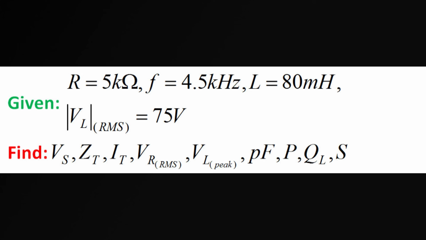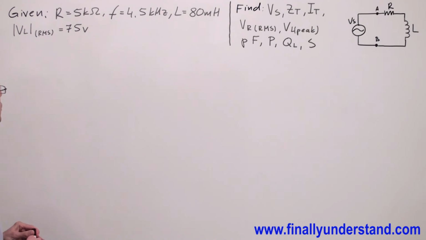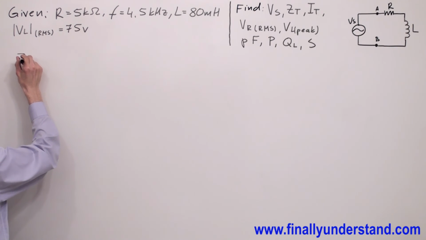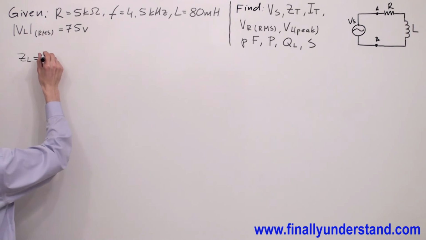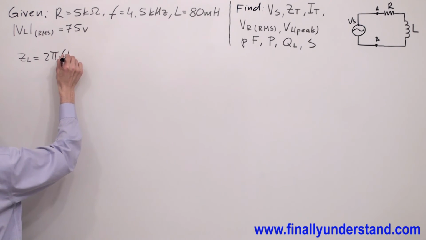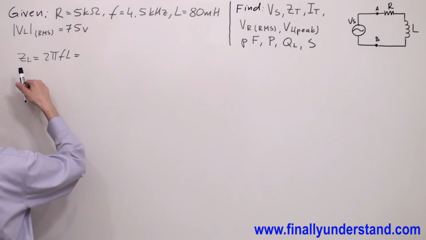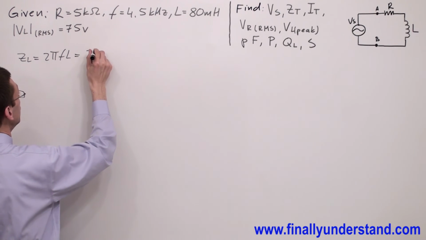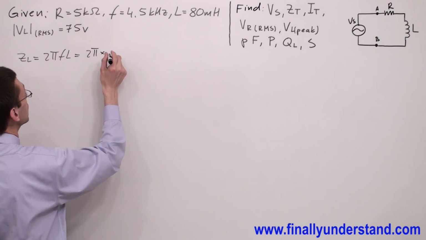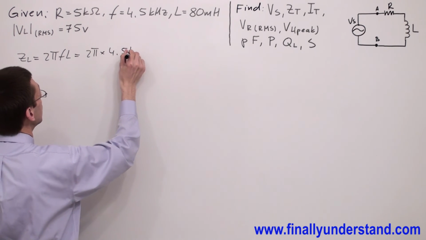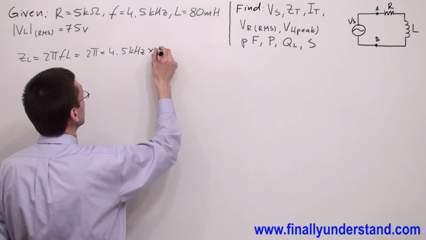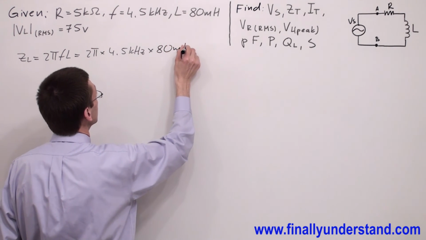We have another example on the board. First, we're supposed to find the impedance of the inductor. So I have ZL is equal to 2 pi FL. This is the formula for the impedance of the inductor, or inductive reactance. So I have 2 pi times the frequency, 4.5 kilohertz, times L, which is 80 millihenries.